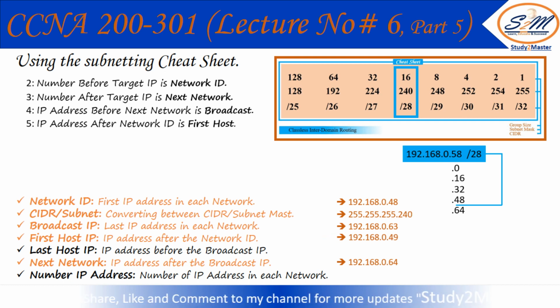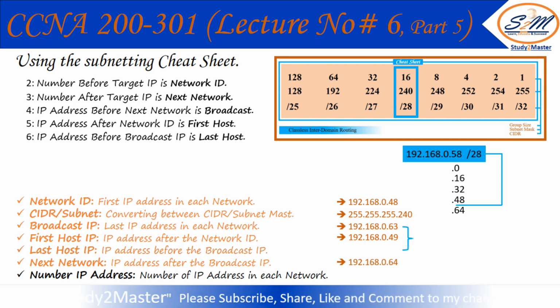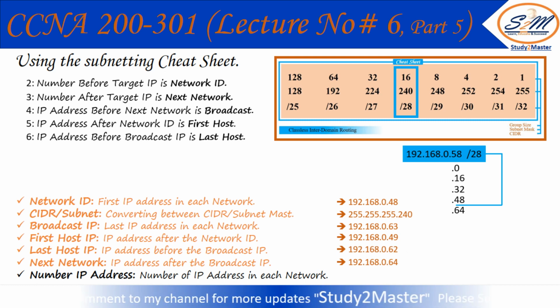So 192.168.0.49 is the first usable address. What about the last usable IP address? We just subtract 1 from the broadcast IP address. So it will give us 192.168.0.62. It is the last usable address.